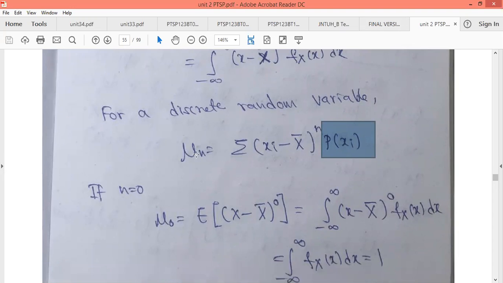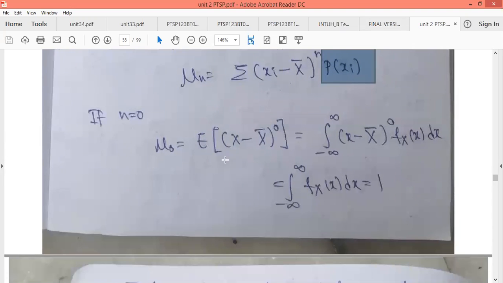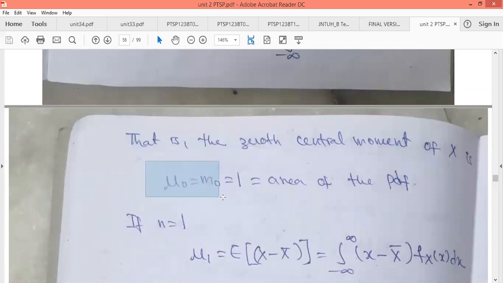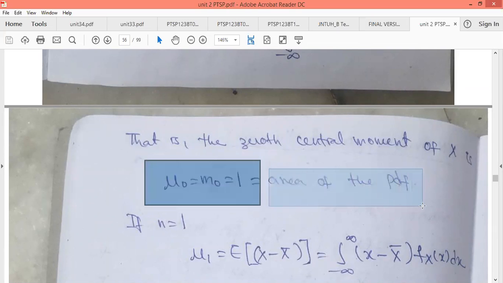Okay. Now if n is equal to 0, what happens? The expected value of x minus x bar whole power 0, so this value is 1. So what does it give? It gives us the area of the PDF, and its value will be equal to 1. So from this we can say that the zeroth central moment and the zeroth moment about the origin give us the area of the PDF.